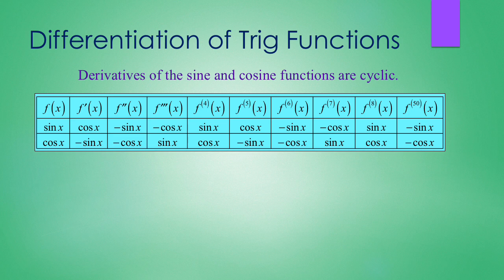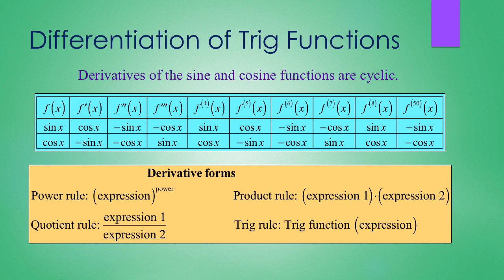The same thing is true with cosine of x. The first derivative is negative sine of x, second derivative is negative cosine of x, third derivative is sine of x, and the fourth derivative is cosine of x. And again, the pattern repeats. So if we want the 50th derivative of cosine of x, it turns out to be the same as the second derivative, which is negative cosine of x.